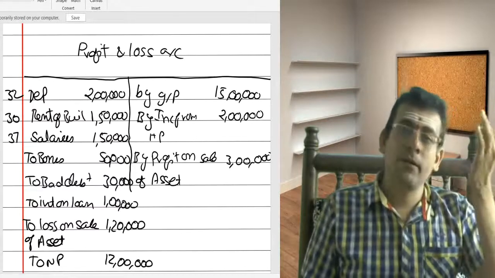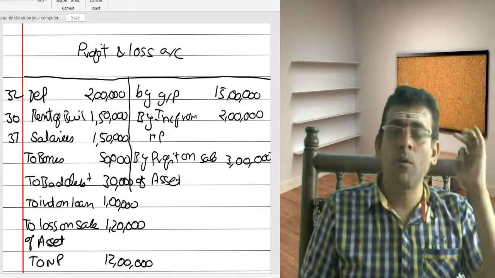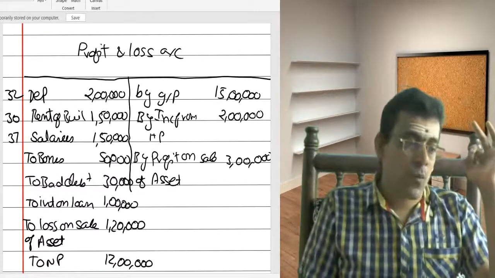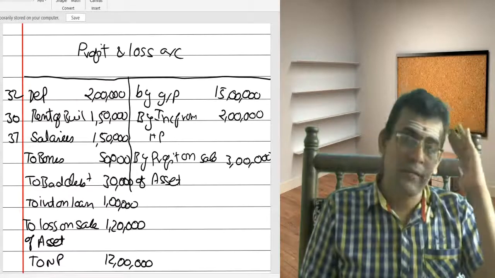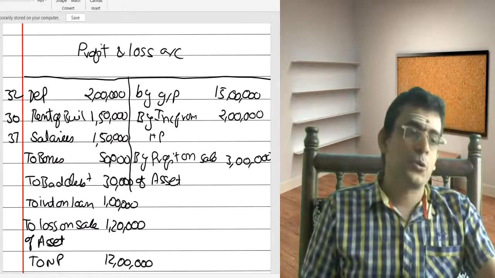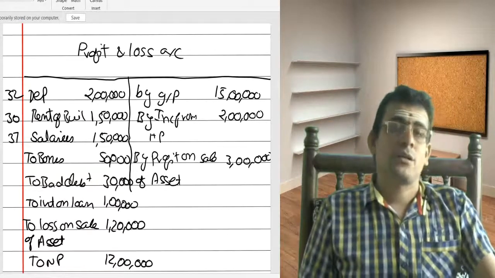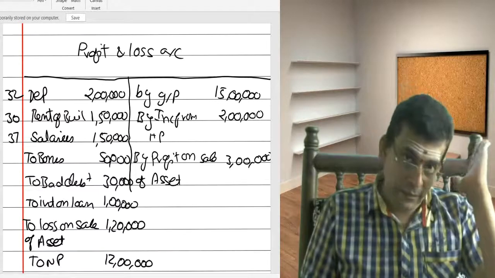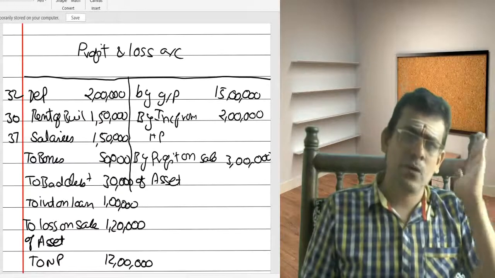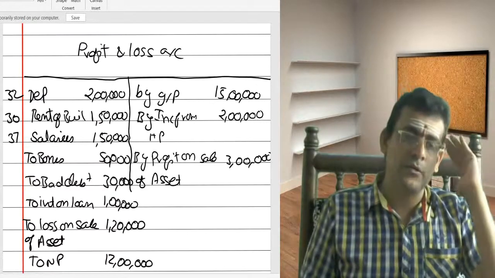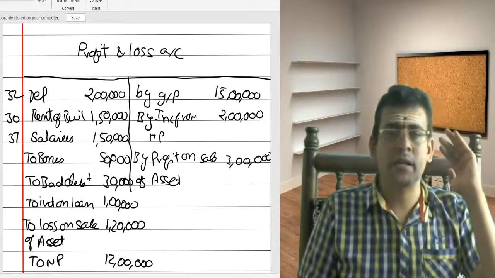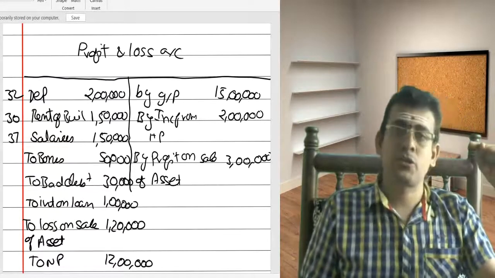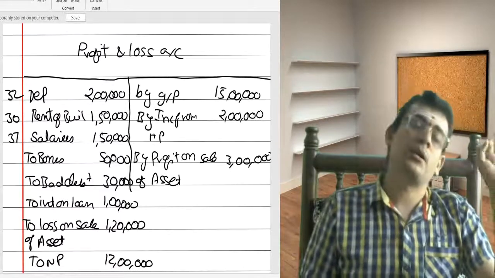Now, whenever you try to calculate the problem on profits and gains from business or profession, the first and foremost thing is, whatever expenses are debited, you should understand whether those expenses can be taken as deduction or not. Clear? Whenever you observe the profit and loss account, you need to see whether the same thing can be taken as deduction as per the Income Tax Act. The Income Tax Act allows you to take depreciation. And what method? On WDV.